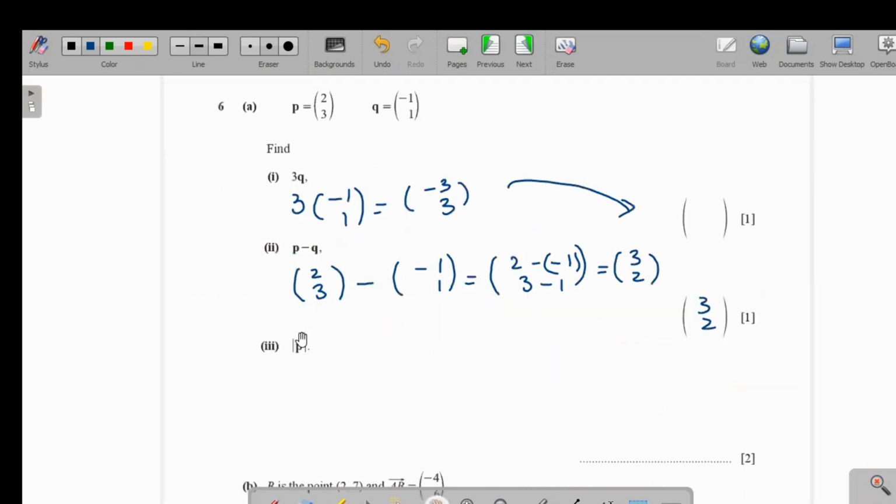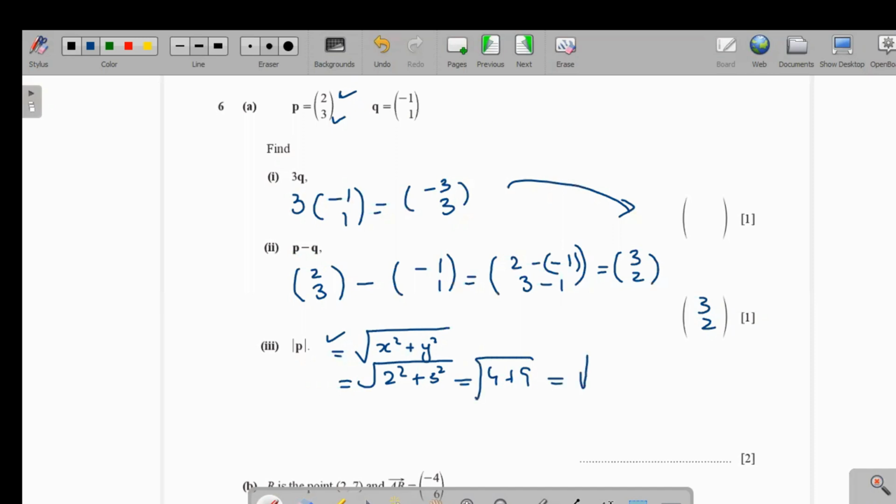And next is taking the absolute value of p. The vector is (2, 3), that is x, so the x coordinate value, and that is the y coordinate value. Therefore, we can write it as the magnitude of p will be equal to the square root of x squared plus y squared. Therefore, 2 squared plus 3 squared, 4 plus 9. That will be equal to the square root of 13.